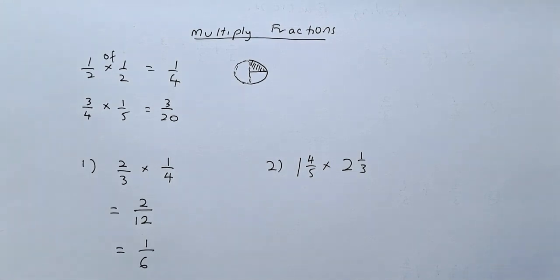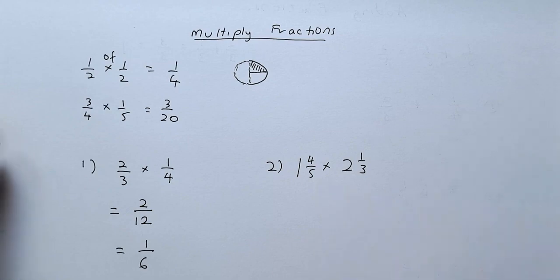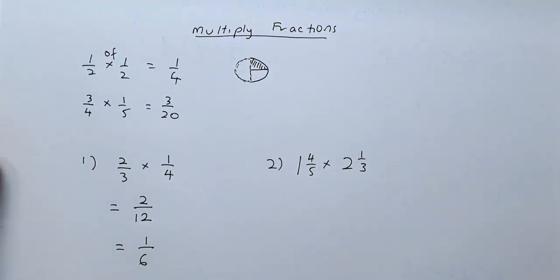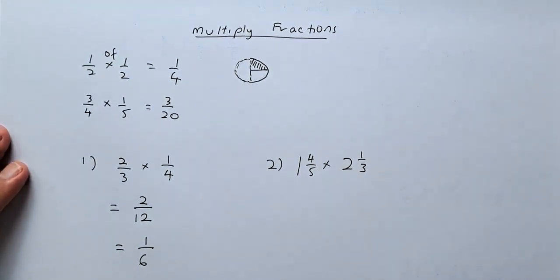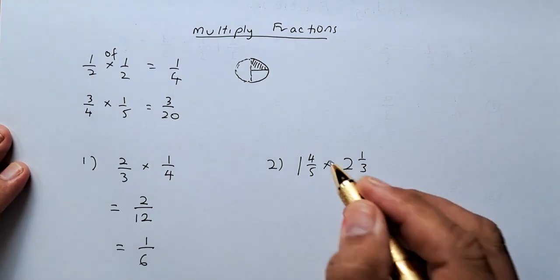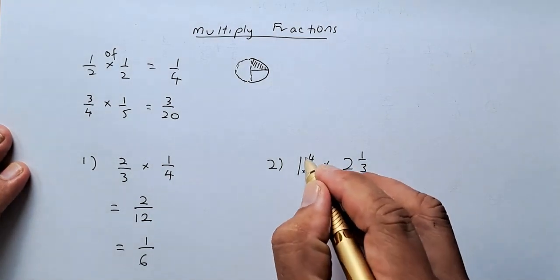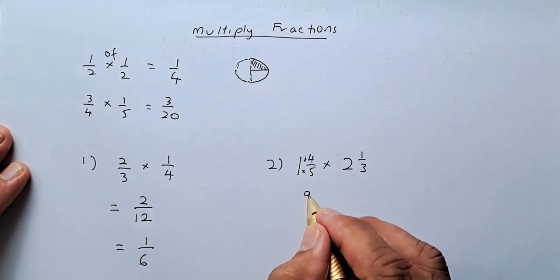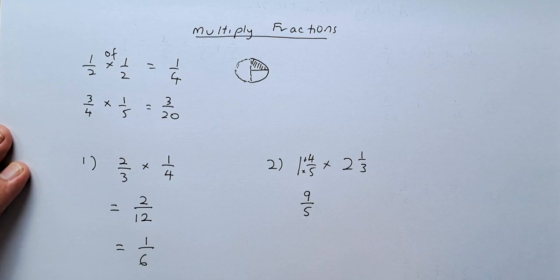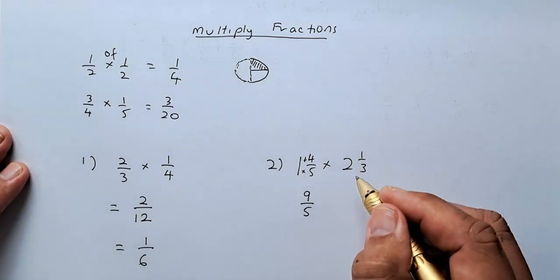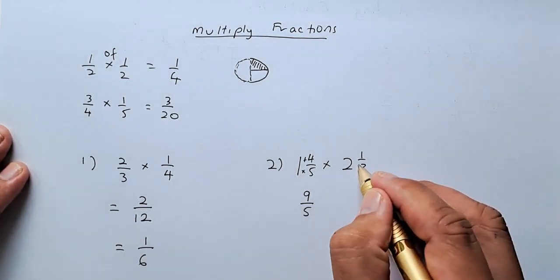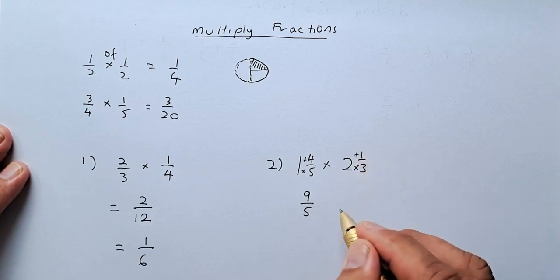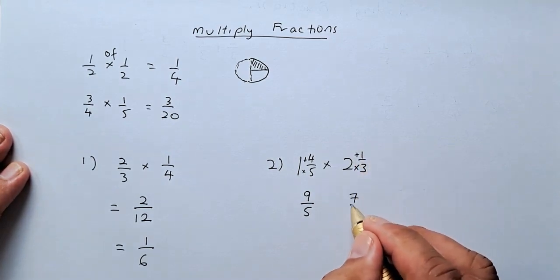Not so easy when it is in a mixed number form. Mixed numbers, when you have 1 and 4/5 multiplied by 2 and 1/3. Just like what we have done before, we have to convert these two numbers into improper fractions. To do that, you just take 5 multiplied by 1 plus 4. So 5 times 1 is 5 plus 4 is 9. So that becomes 9/5. Okay, and then for the second fraction, 2 and 1/3, you just take 2 times 3, which is 6 plus 1. So that is going to be 7/3.